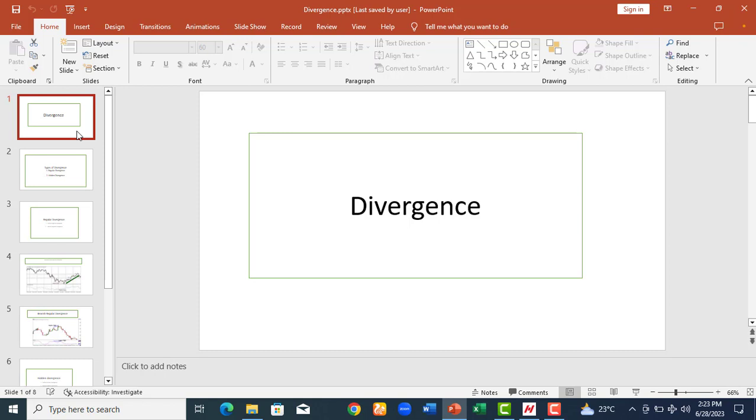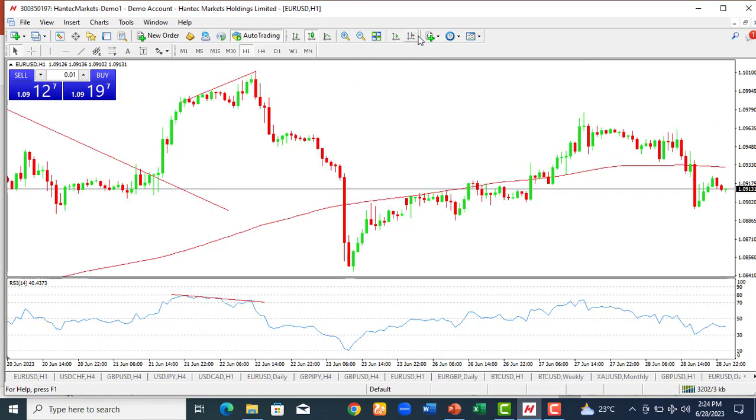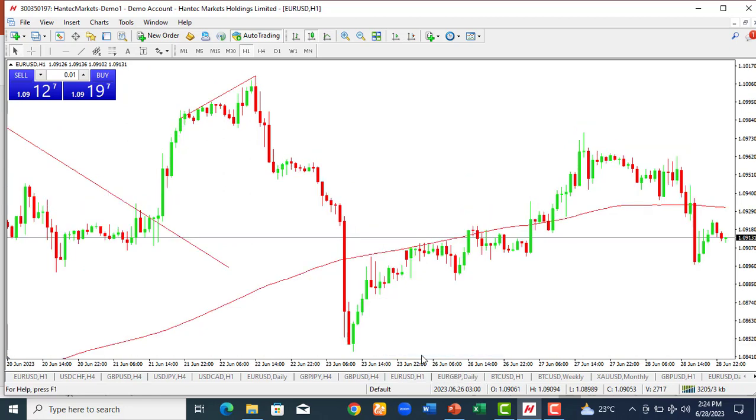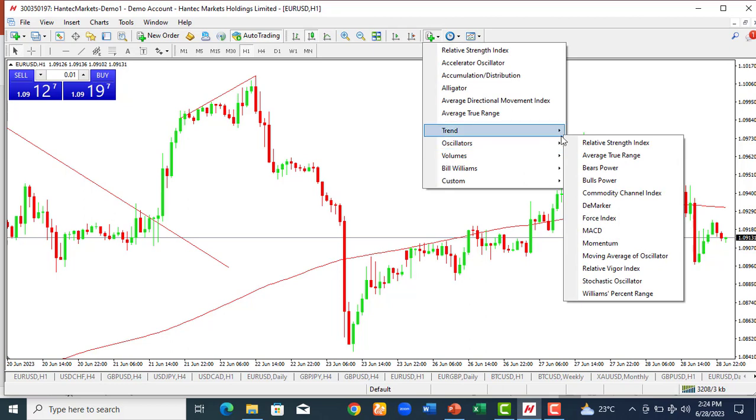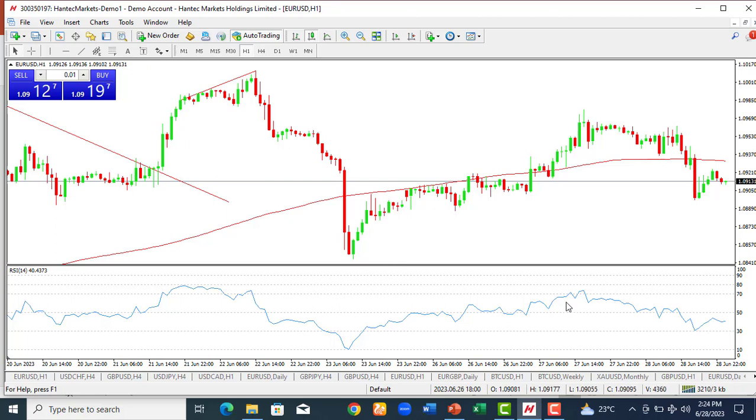Normally, in spotting divergence, you can use the MACD, you can use the RSI and so many other indicators or oscillators. But for the sake of this class, I'm going to use RSI. Now, let me take you to the chart. I believe by now you should know where to get your indicators or oscillators. You go to your indicator list, you go to oscillator, you go to your relative strength index. Okay, so my RSI is here.